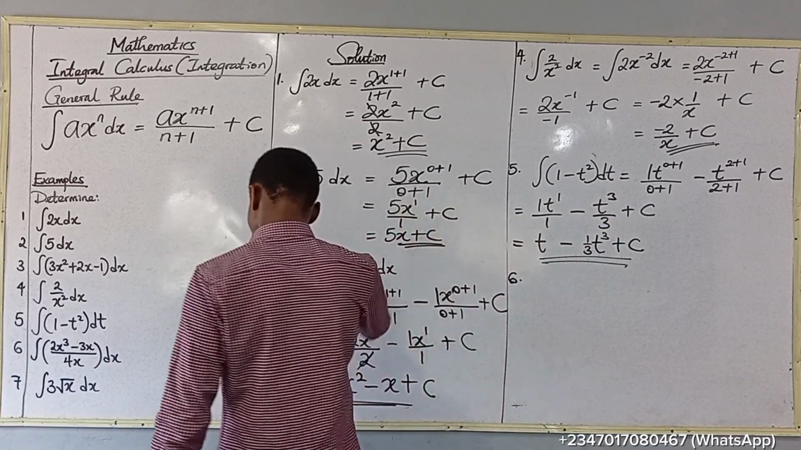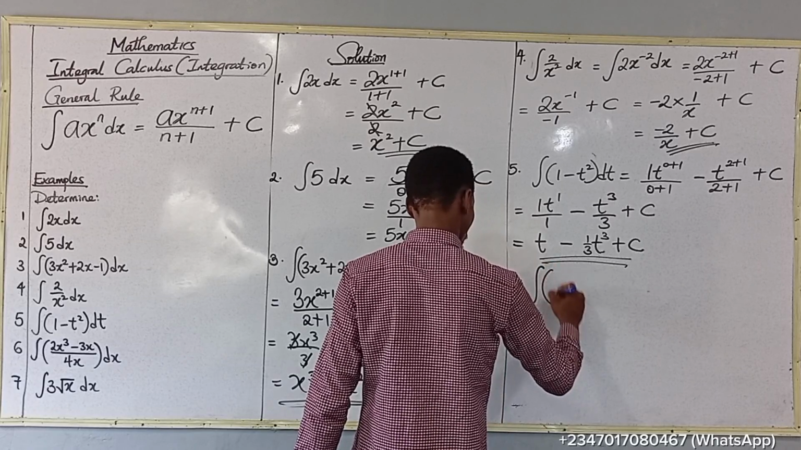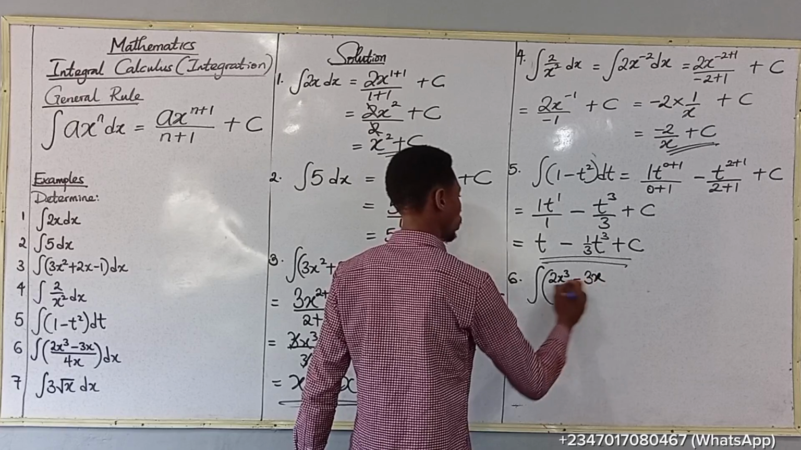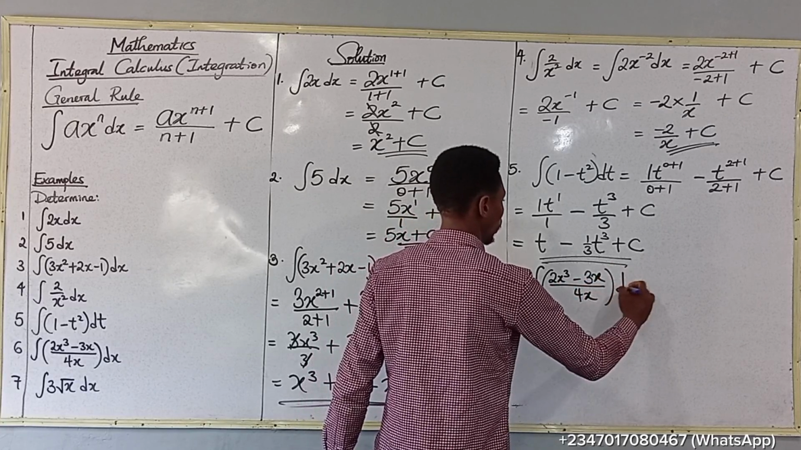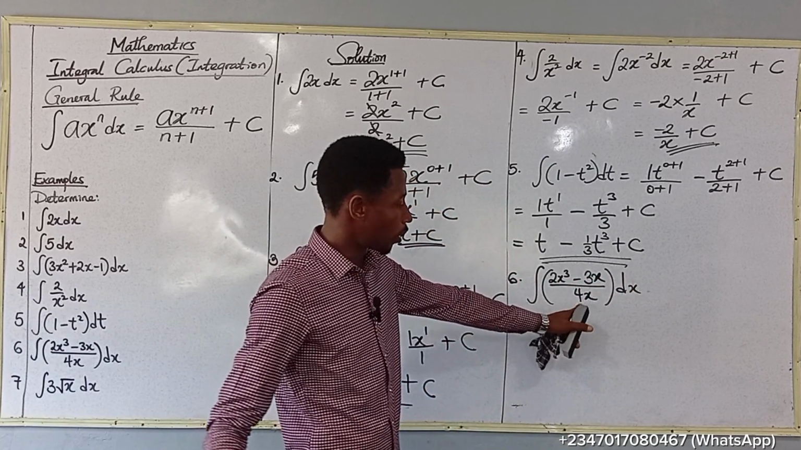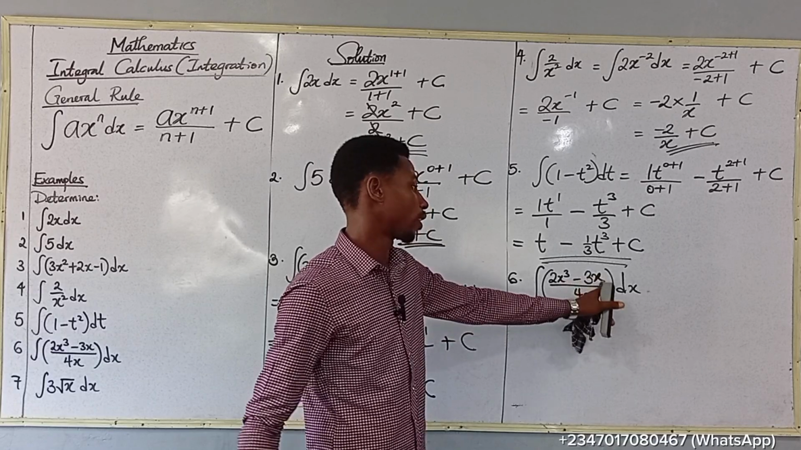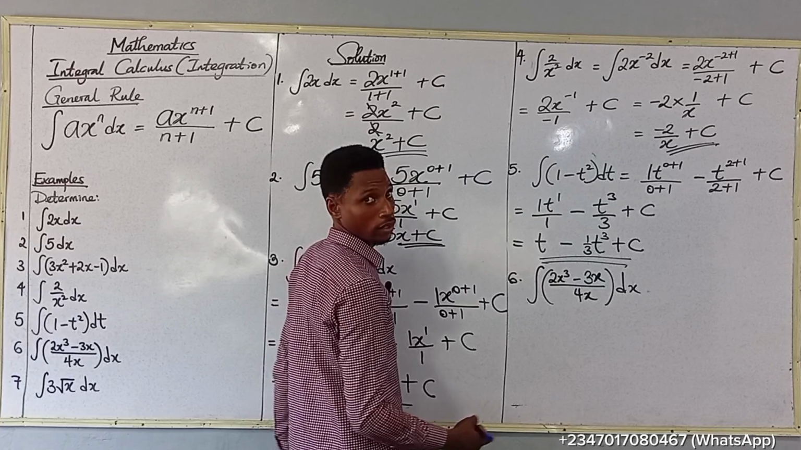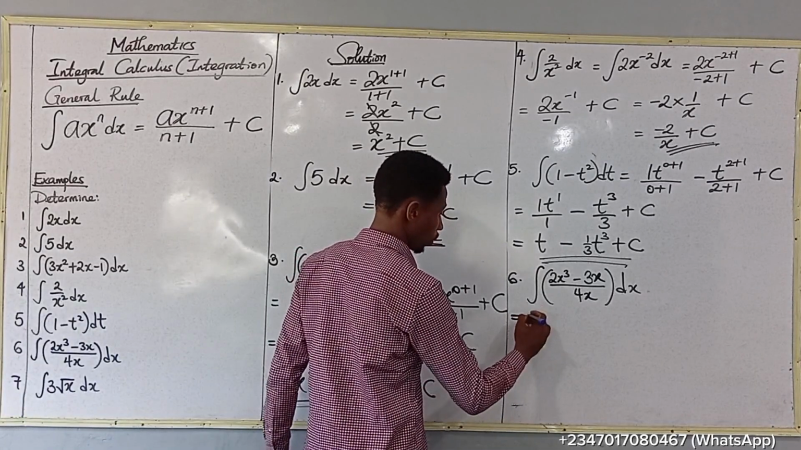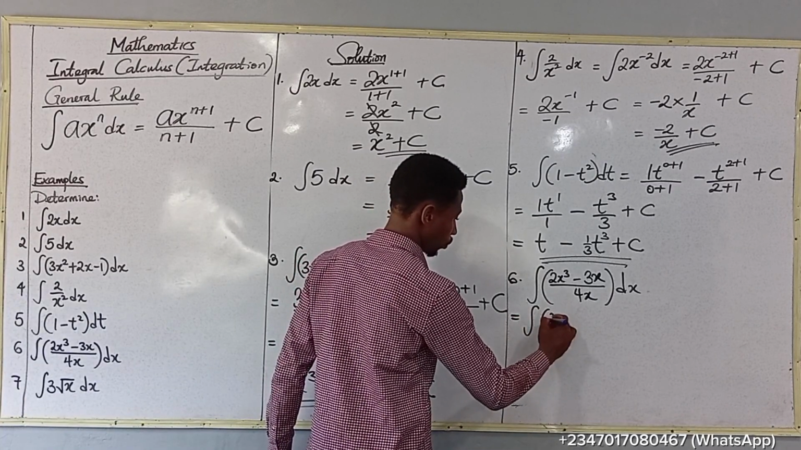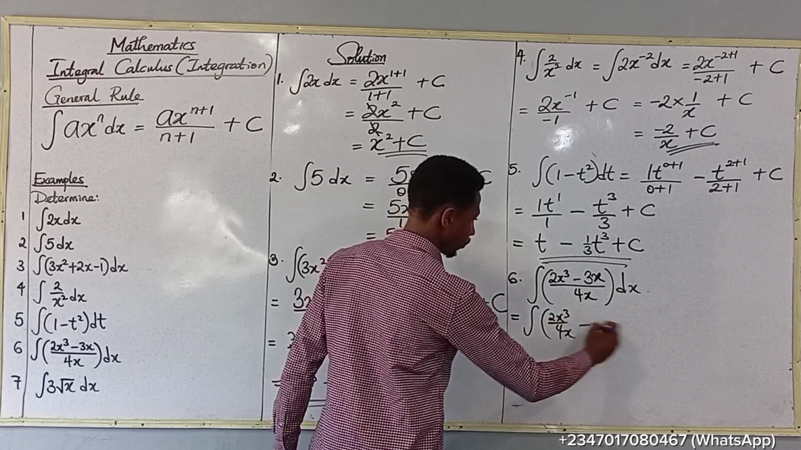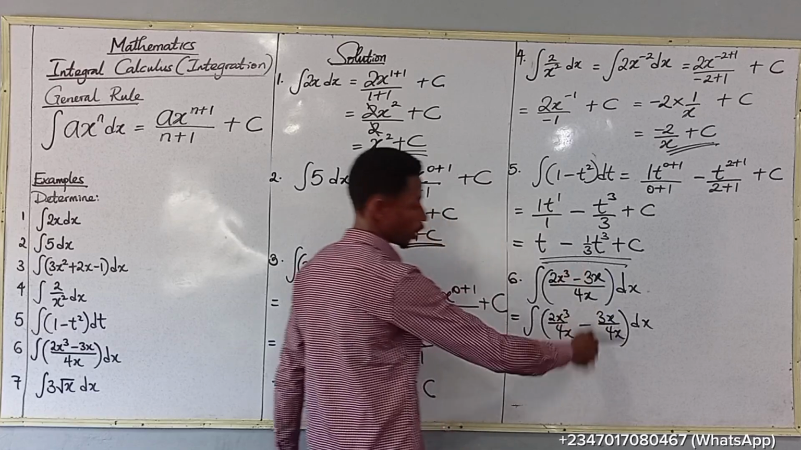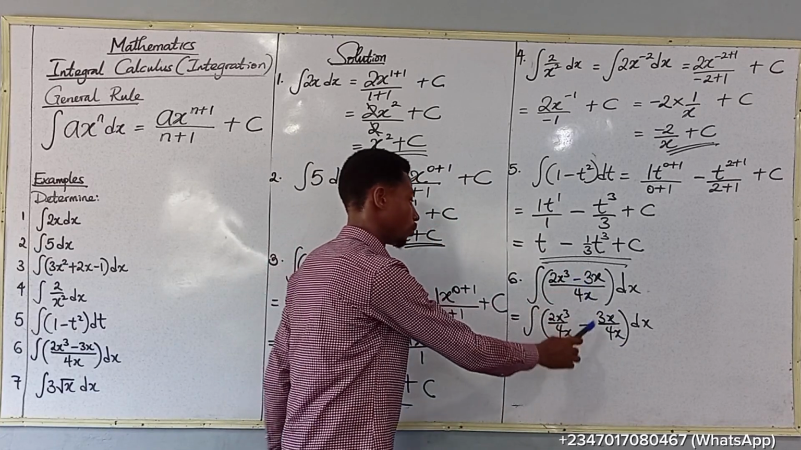Number 6, we have the integral of 2x cubed minus 3x all over 4x dx. Now, because there is only one term here and it's carrying x, and this is carrying x, we can actually split the denominator so that we can cut wherever we need to cut the x there. So we can have 2x power 3 over 4x minus 3x over 4x dx. This is what I mean by splitting the denominator. Whatever sign is here will still be here.